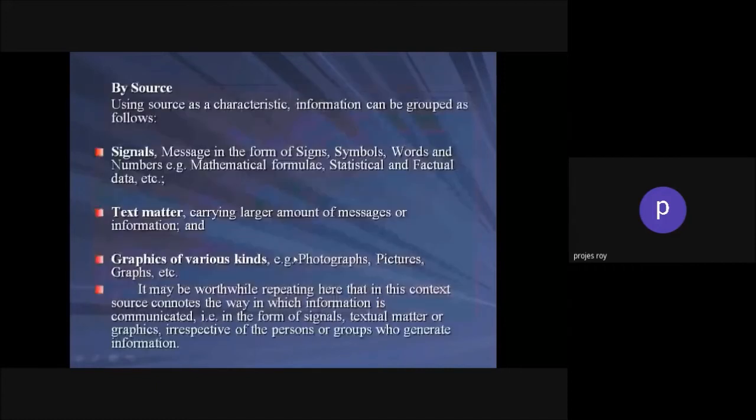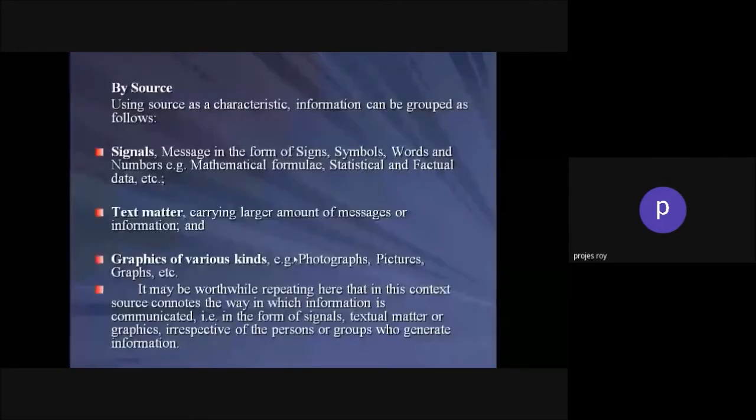Now, by source, it is called signal, message in the form of sign, symbol, words and numbers, mathematical formula, statistical and factual data, text matter carrying a larger amount of message or information, and graphics of various kinds, that is photograph, picture, graph, etc. It may be worthwhile repeating here that the context of source connotes the way in which information is communicated, that is in the form of signal, textual matter or graphic, irrespective of the person or group who generate information. So that was a mathematical model, and that was the explanation.